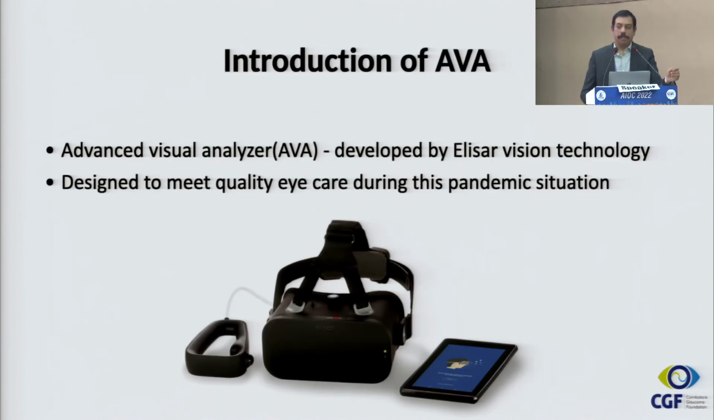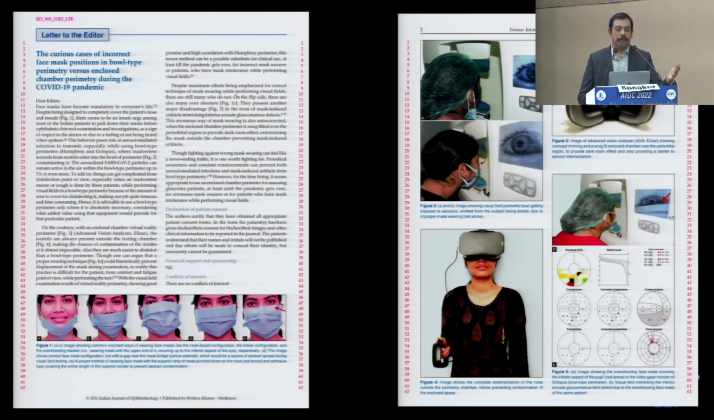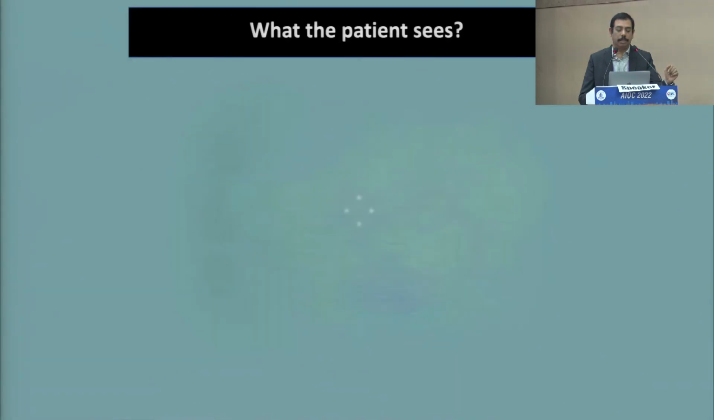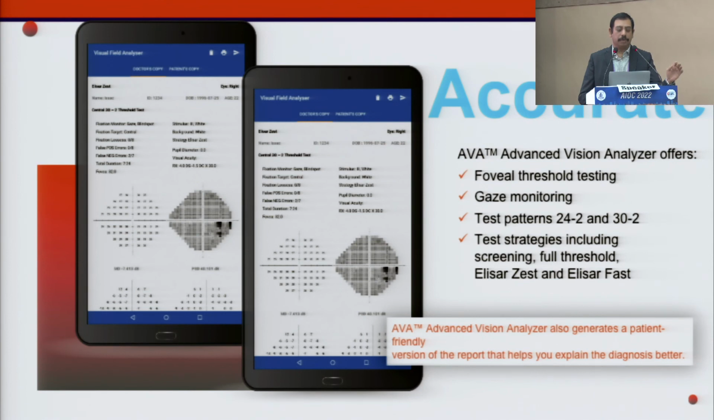Coming to the next one is the AVA, that is Advanced Visual Field Analyzer. This again has been published by one of our consultants in IJO. So with this you can just lie down, do it anywhere. So this is very comfortable. The one advantage is the nose is not covered. The patient feels quite comfortable. Wherever he feels comfortable, he can sit and do the test. And it is similar to the Humphreys. Again, it gives you the same kind of results. The full threshold testing has been done in the Octopus perimetry.